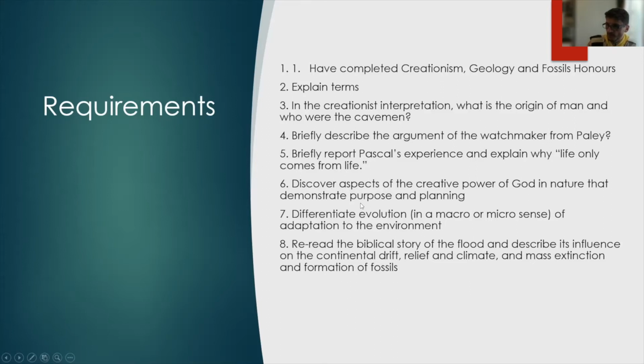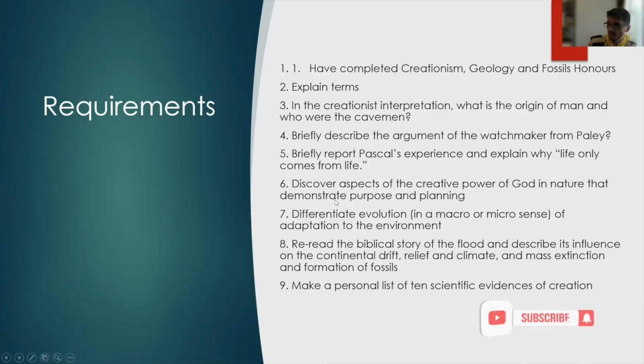We need to reread the biblical story of the flood, and we need to describe its influence on the continental drift, relief and climate, and mass extinction and formation of the fossils. We need to make a personal list of 10 scientific evidences of creation.